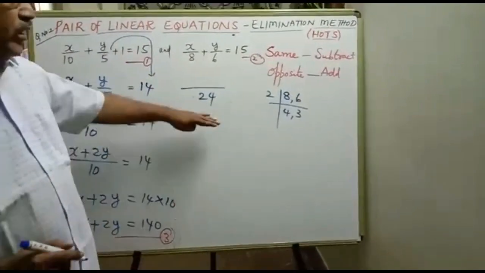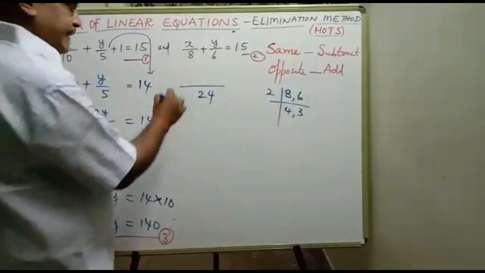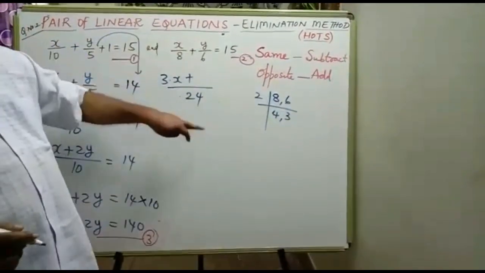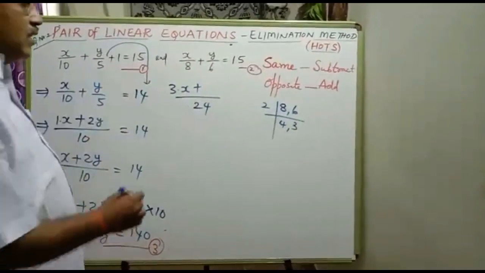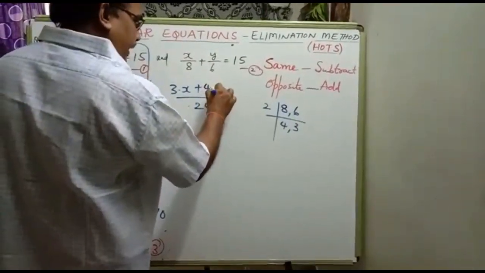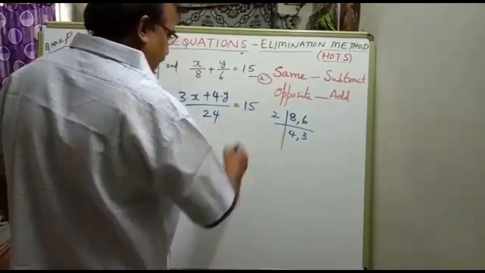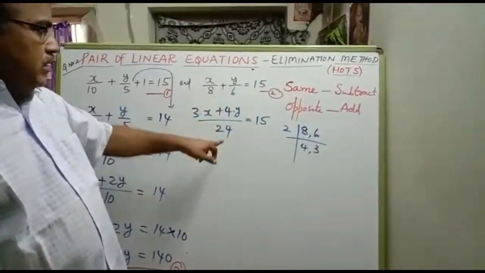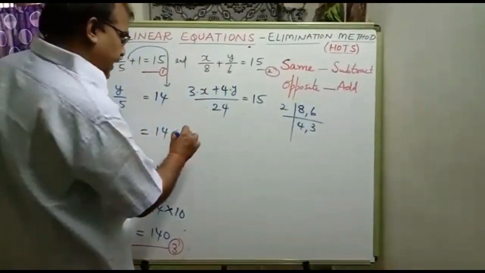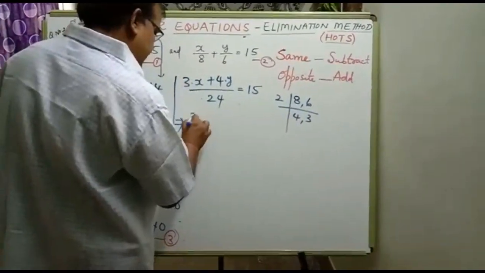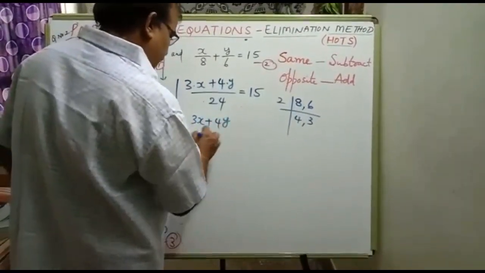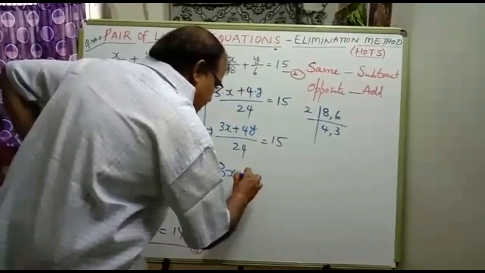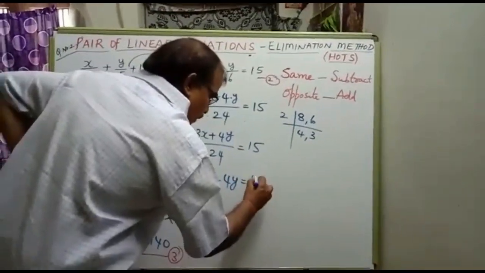So 24 divided by 8, what is the answer? 3. That's why 3 into x plus 24 divided by 6, what is the answer? 4 into y is equal to 15. 3 8s are 24, and 4 6s are 24. That implies 3x plus 4y by 24 is equal to 15.